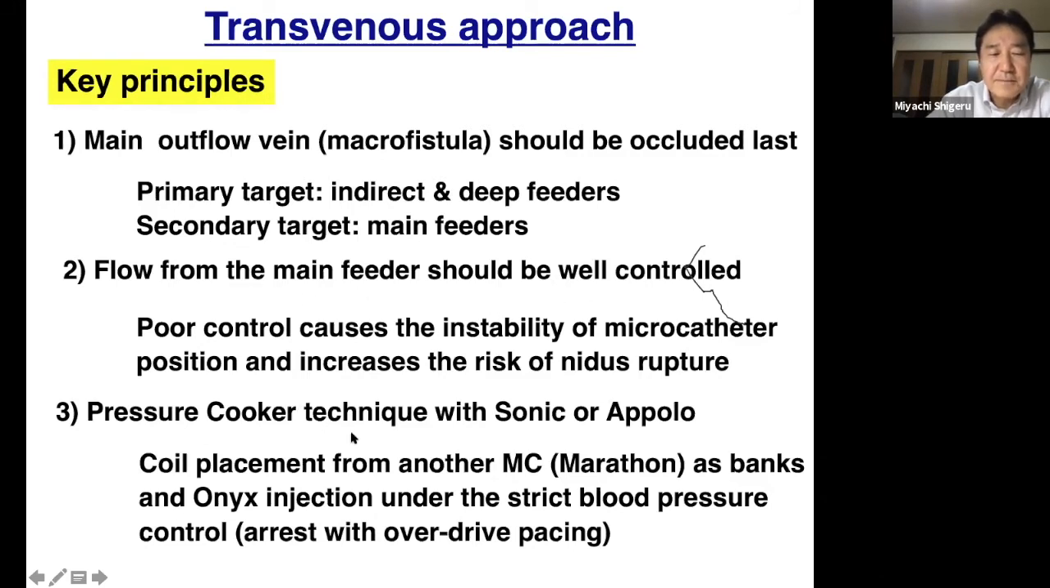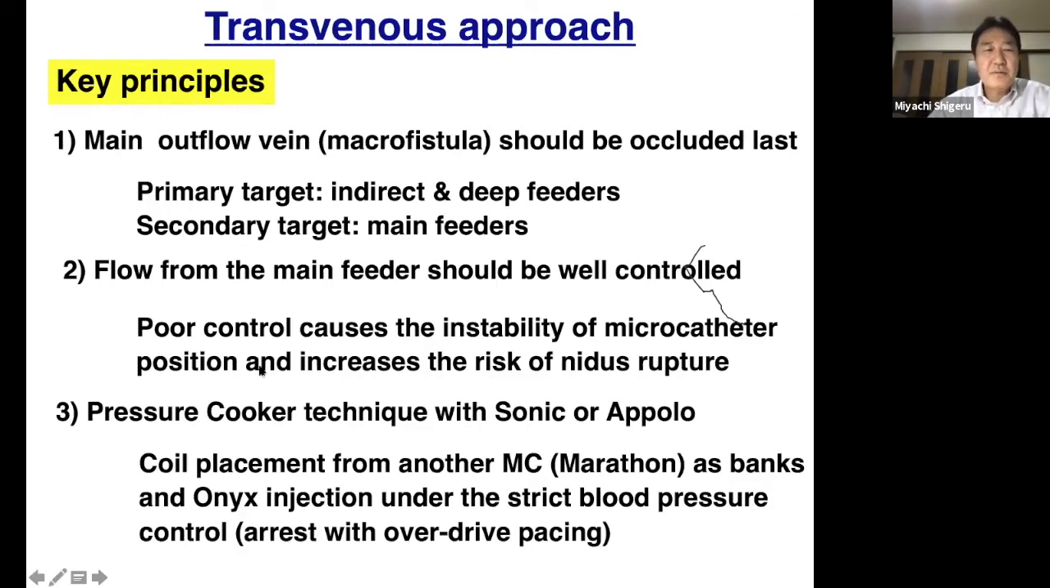The pressure cooker technique is very difficult, but the drainage route is firstly embolized with coils. That is to reduce the drainage flow and to avoid massive flow reflux to the microcatheter. So the coil has a role to disturb the flow and reduce the shunt flow.